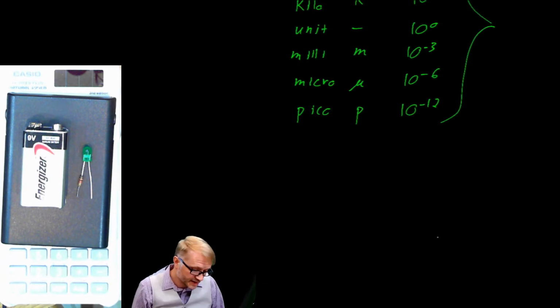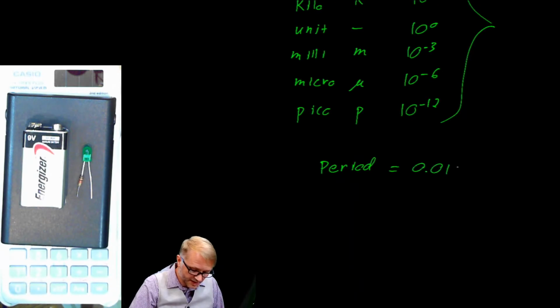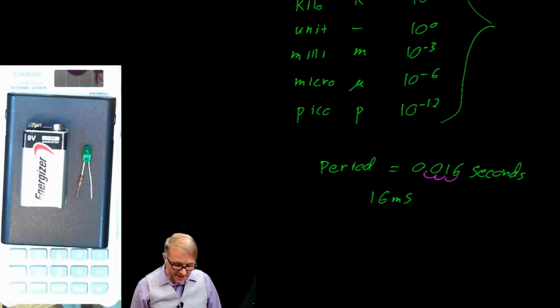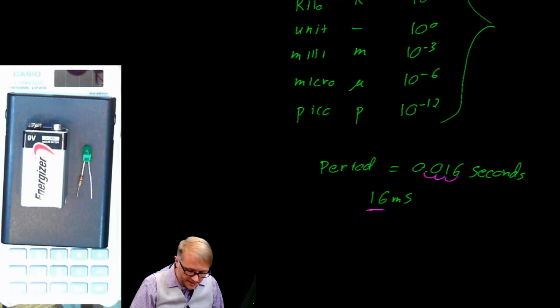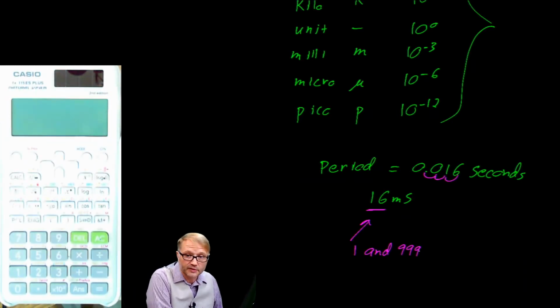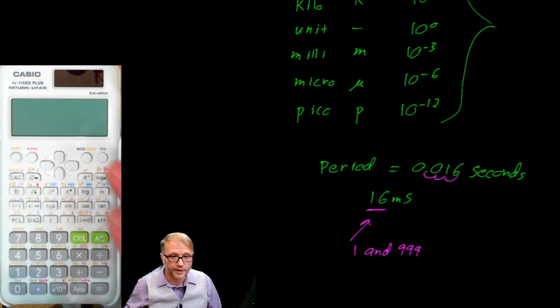In the previous example, we said that the period, I believe it was the period, was 0.016 seconds. Or another way of saying that is this is 16 milliseconds. So we just move that decimal place over, 1, 2, 3. By the way, with engineering notation, you'll know that this number here has to be between 1 and 999.